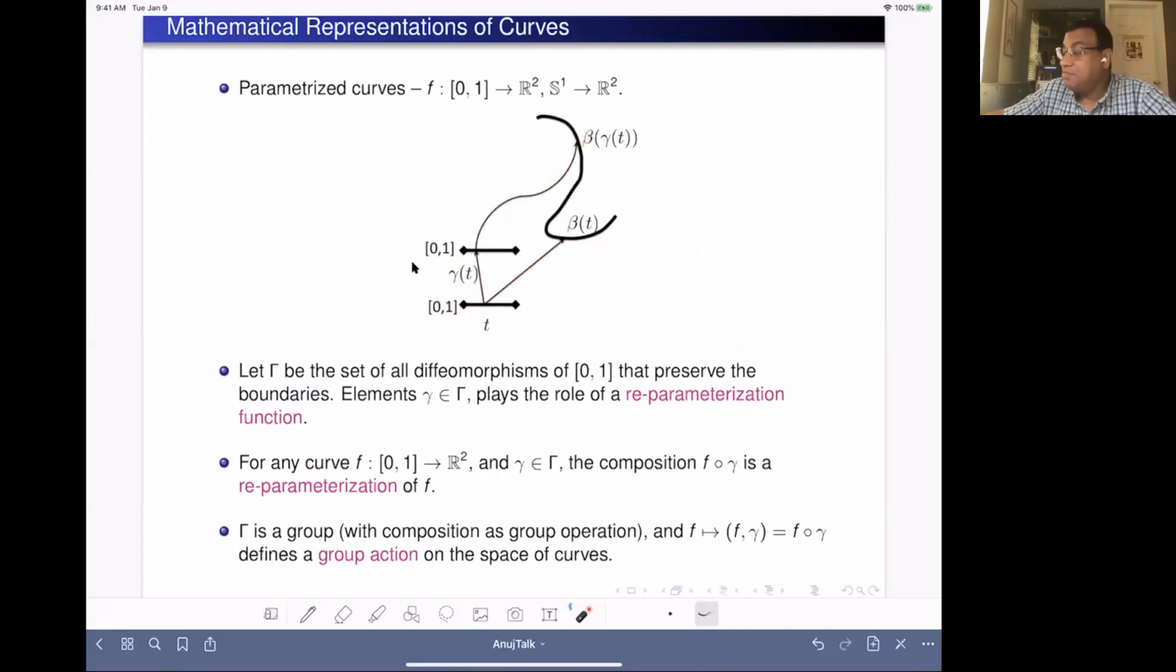So remember, I made a point very early on that the reparameterization of a curve is also a shape preserving transformation. This curve has exactly the same shape. By changing the parameterization, we are simply changing the speed at which we are walking along the curve. We go through the same set of points. And so this set of all time warping functions, this is the group that we had talked about earlier, is also a shape preserving transformation.